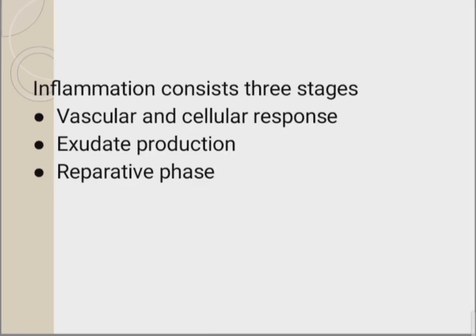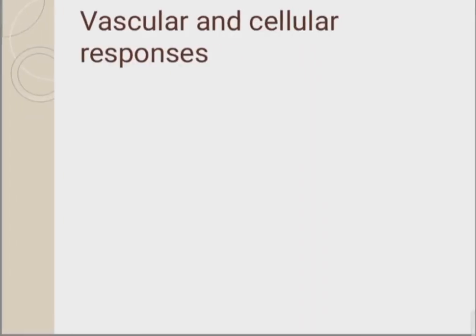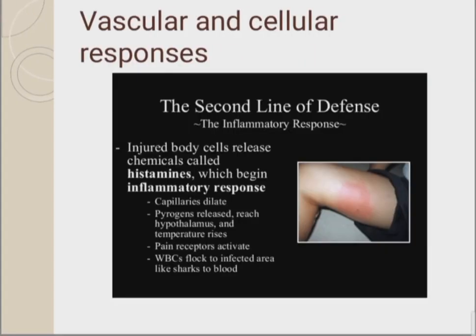Inflammation consists of three stages. We have studied that the inflammatory response consists of three stages: vascular and cellular response, exudate production, and reparative phase. Vascular and cellular response: injured body cells release chemicals called histamines, which begin the inflammatory response.